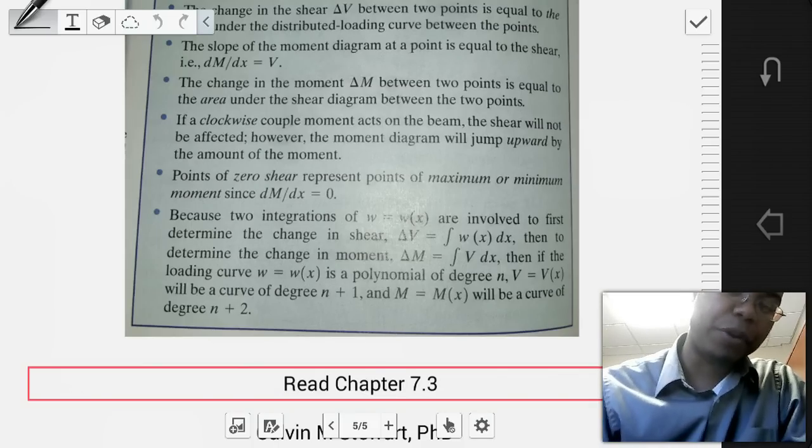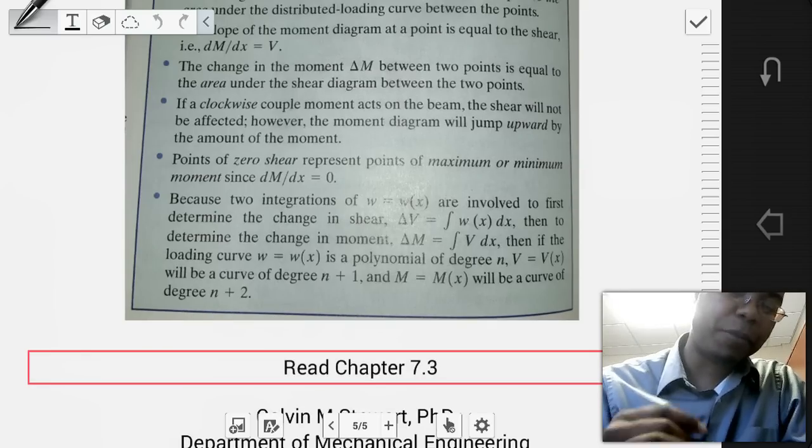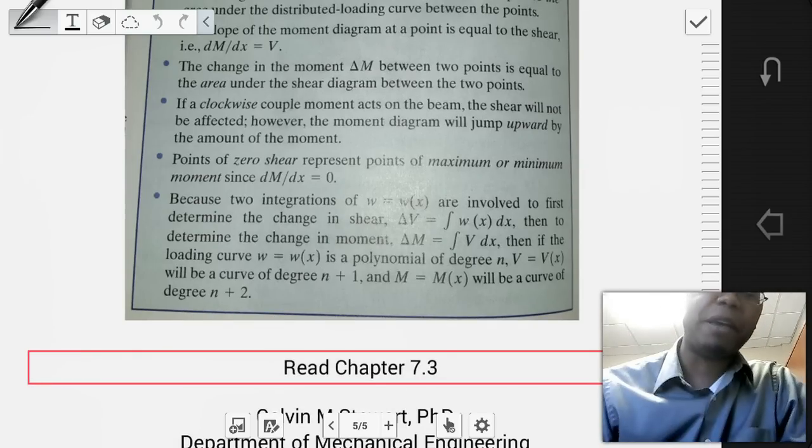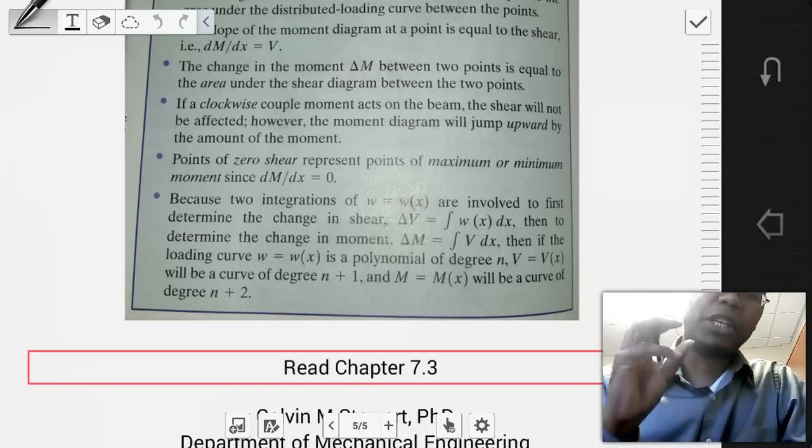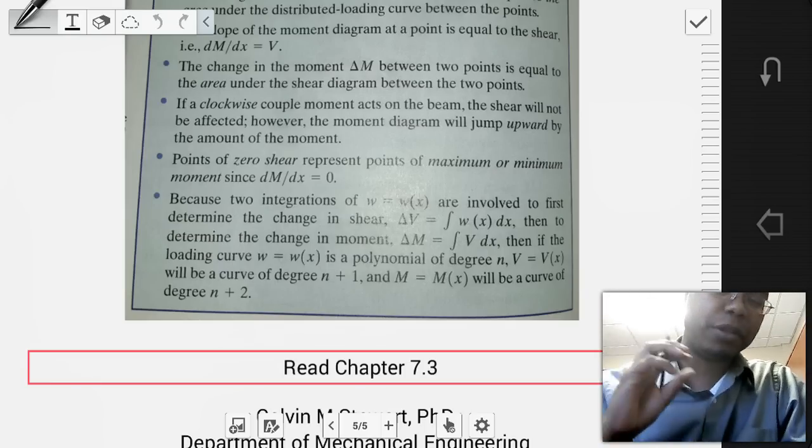If a clockwise coupled moment acts on the beam, the shear force will not be affected. However, the moment diagram will have a jump upwards equal to the amount of that moment. So if we have a coupled moment acting, we have an instantaneous jump in our moment diagram, but the coupled moment does not affect our shear diagram.